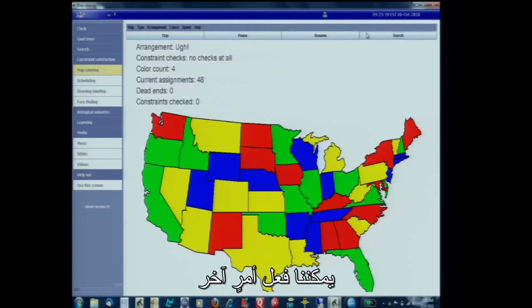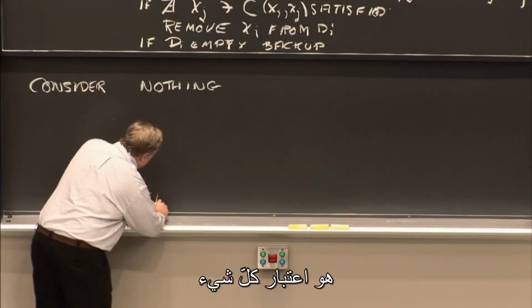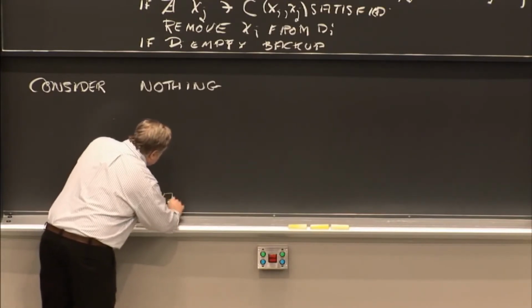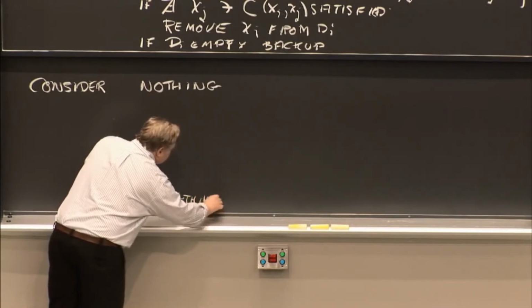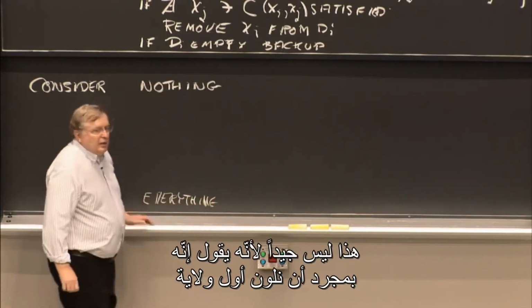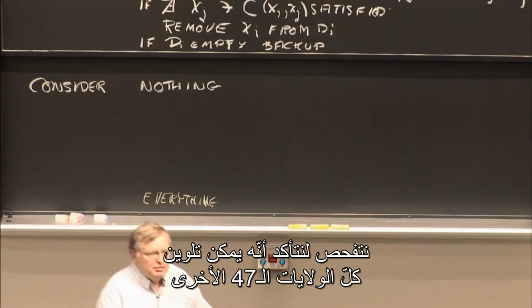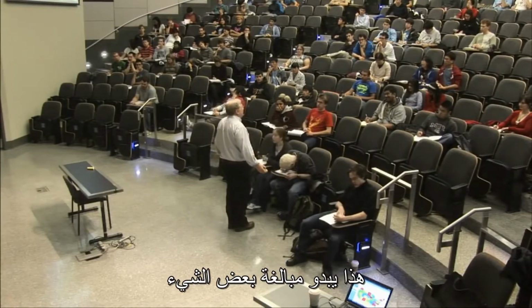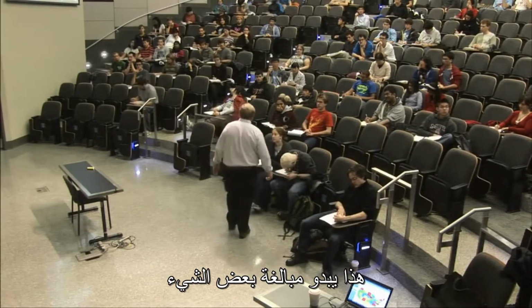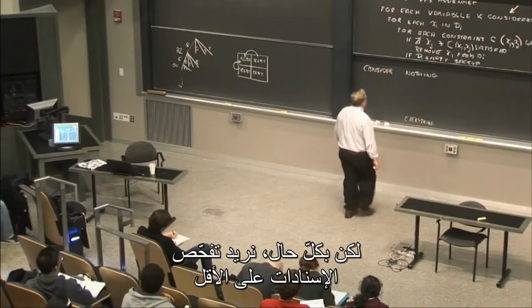So another thing we can do is consider everything. That's no good, because that would say as soon as we color our first state, we check to make sure that every other, all 47 other states can be colored. That seems like overdoing it a little bit. But in any case, at least we want to check the assignment.